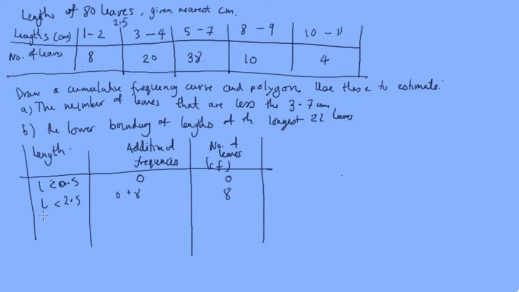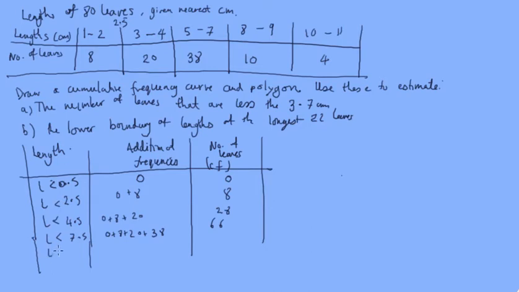Now, what about leaves that are less than 4.5? So all the leaves that are less than 4.5, well, that's going to be the 0 plus 8 plus 20. So that's going to be 28. Now, what about the leaves that are less than, now if you look here, 5, this includes 5, 6, 7. So this is leaves less than 7.5. So it's 0 plus 8 plus 20 plus 38, which is 66.